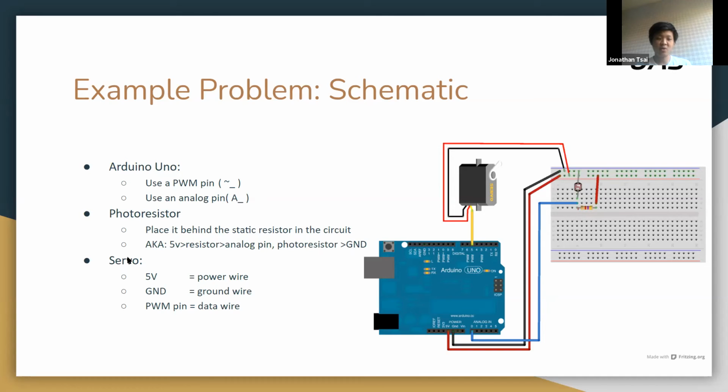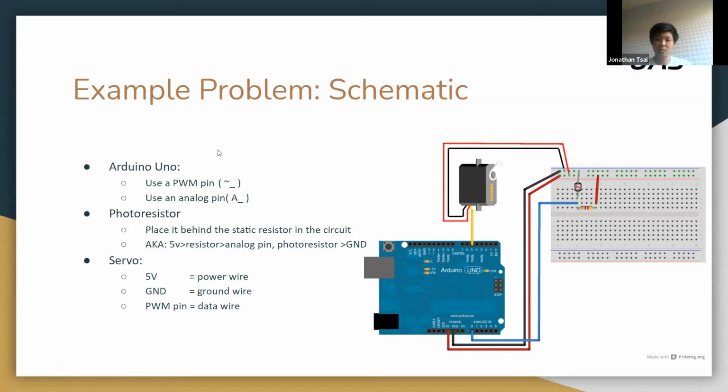And now the servo. So the servo is nice and easy. You just need your power wire, which in this case you want to attach to the 5-volt pin of your Arduino. You want your ground wire, or GND. If you remember the color scheme, you attach the black wire. And finally, you have your data wire in yellow attached to your PWM pin for the Arduino.